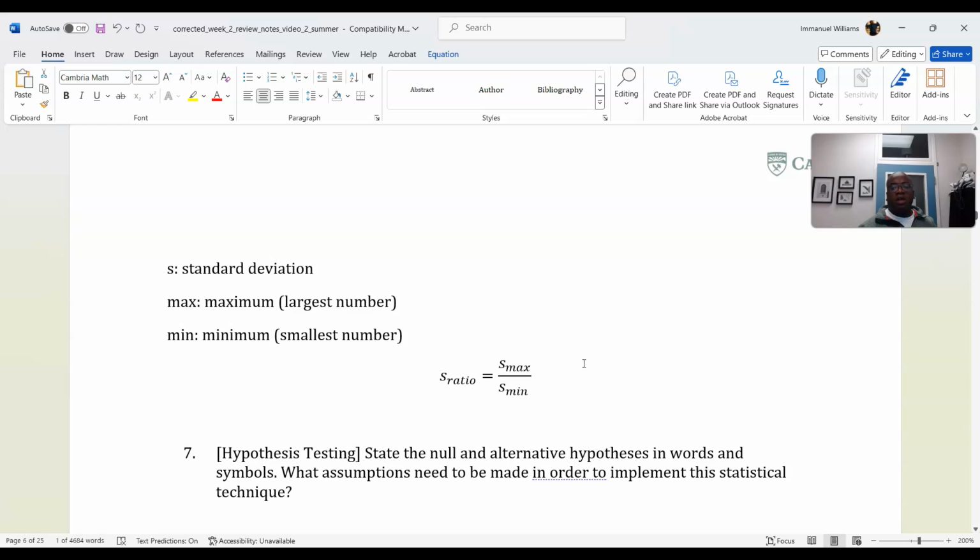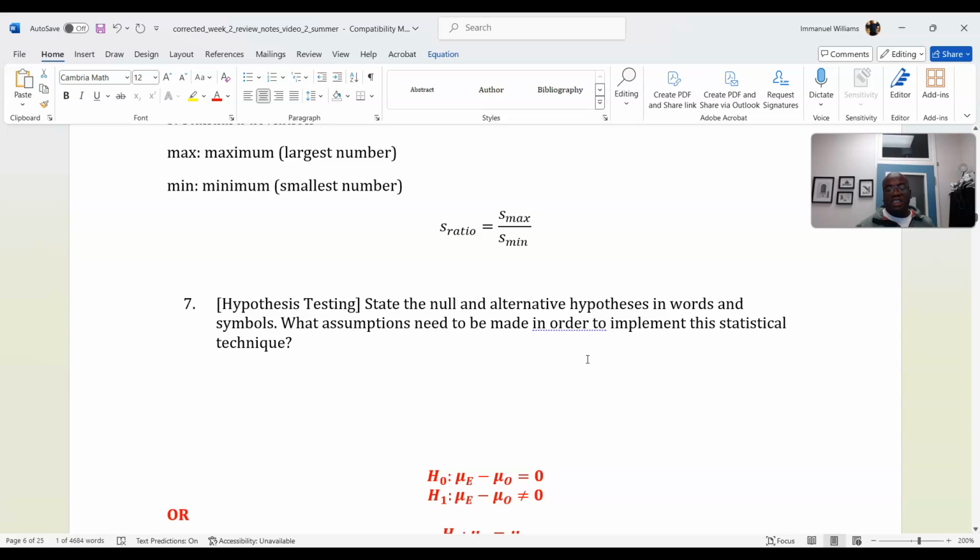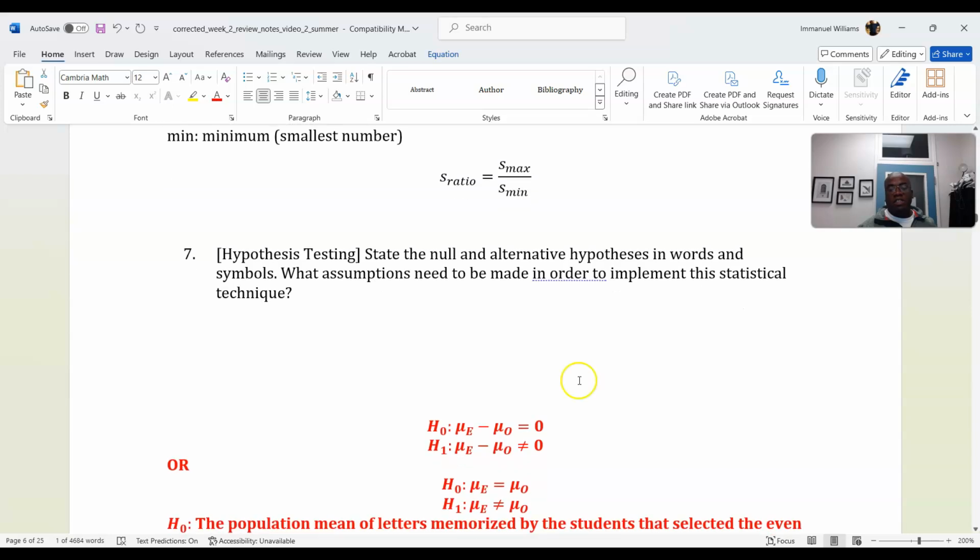Okay. State the null and alternative hypotheses using words and symbols. What are the assumptions? The null hypothesis is that the population means are the same in layman's terms, and the alternative is that they're not the same. One way of looking at it is saying that the difference is equal to 0, and another way of saying the same thing is that they're the same. If you want to call the alternative H_A, that's fine. I just use H_1 because that's how I learned it.